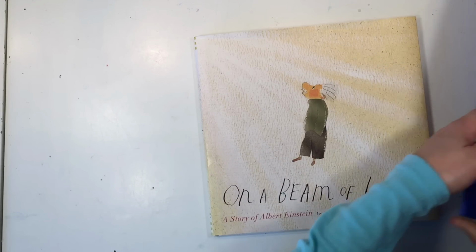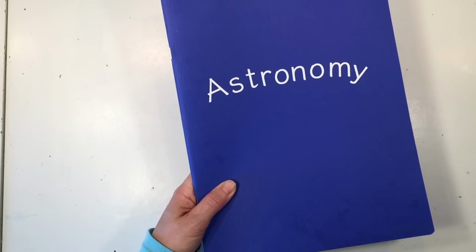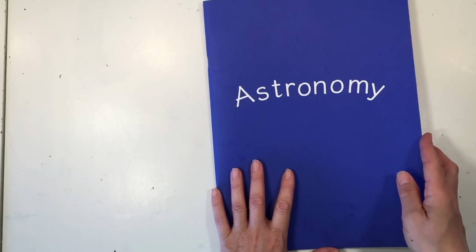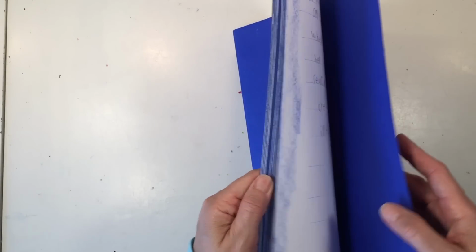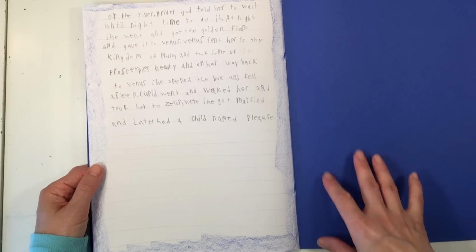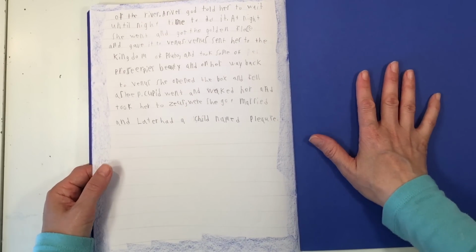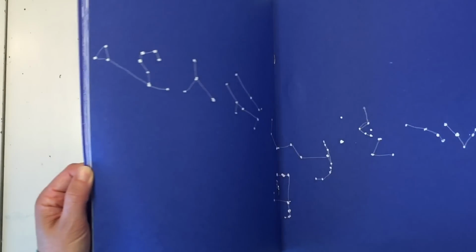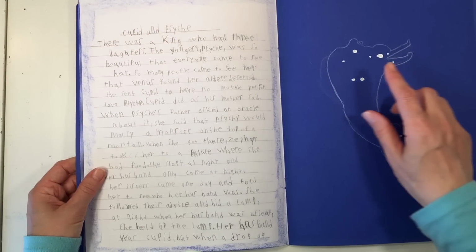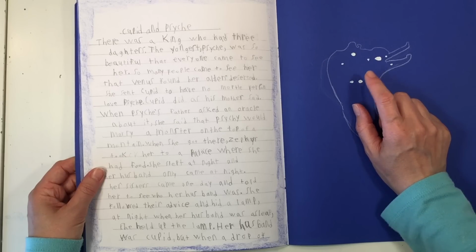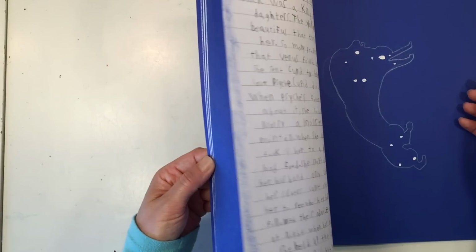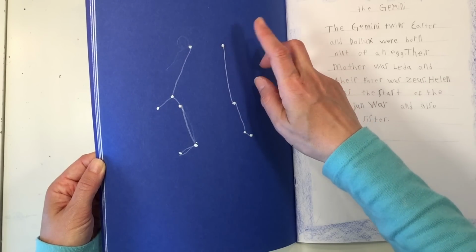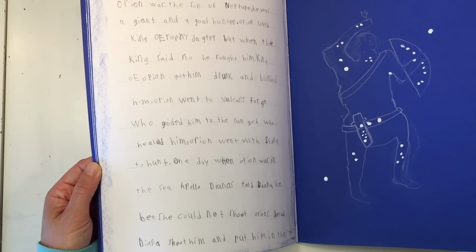The last thing I want to show you is the astronomy main lesson book that my son did. This main lesson book is new to us. It comes with these beautiful blue pages to do your constellations, and then white pages for your written narrations. And so we used some whiteout for the different stars, and then we used a white colored pencil in order to connect them.